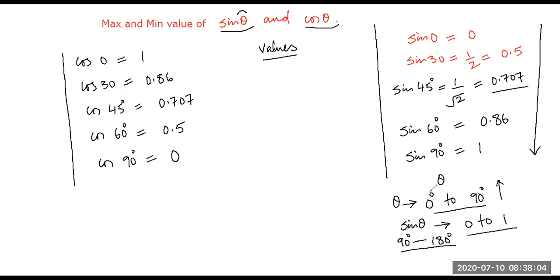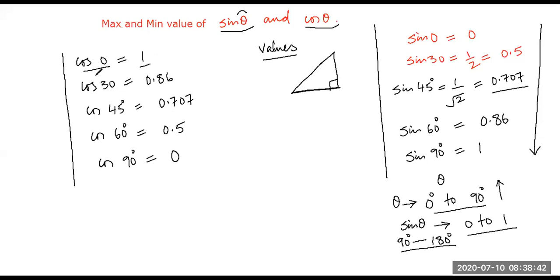Let's see. On the other hand, if we talk about cos theta, cos 0 is 1. Why? Because of the right angle triangle. An interesting thing, students, in this right angle triangle, cos theta is basically adjacent side by hypotenuse, and when theta becomes 0, the adjacent side becomes equal to the hypotenuse, making the value of cos theta 1.